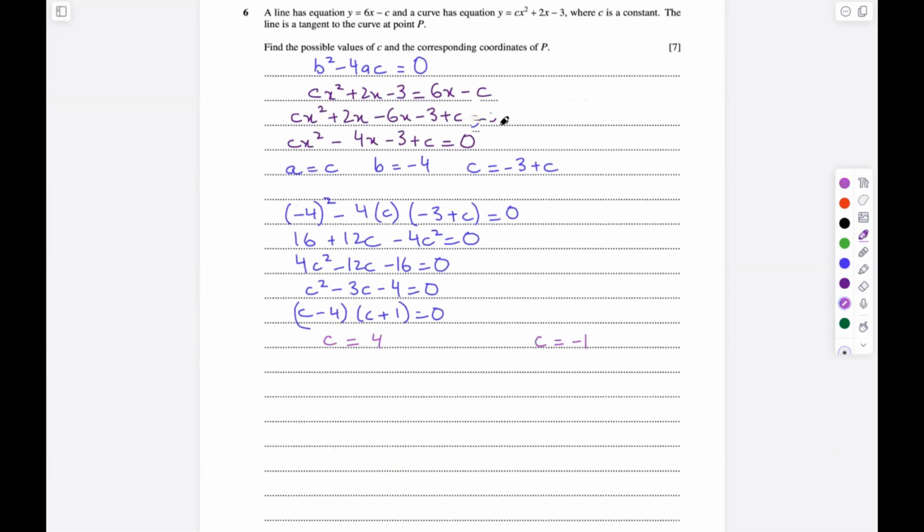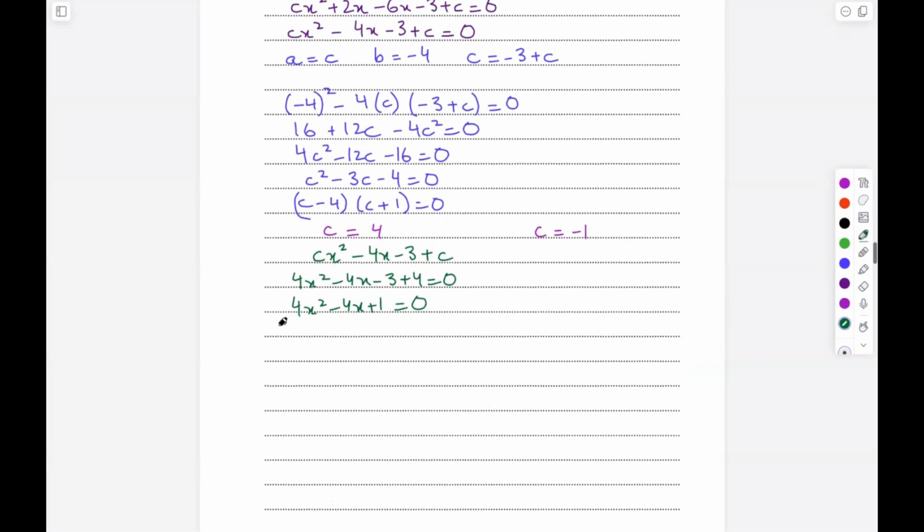Now for these values of c, we have to find the corresponding coordinates of P. Now the simplified equation we got was cx squared minus 4x minus 3 plus c. So in that equation, first we'll substitute c equals 4, as we had solved the equation simultaneously and c was an unknown. So let's write the equation first. That was cx squared minus 4x minus 3 plus c. So this will become 4x squared minus 4x and minus 3 plus 4 equals 0. Simplifying, we'll get 4x squared minus 4x plus 1 equals 0.